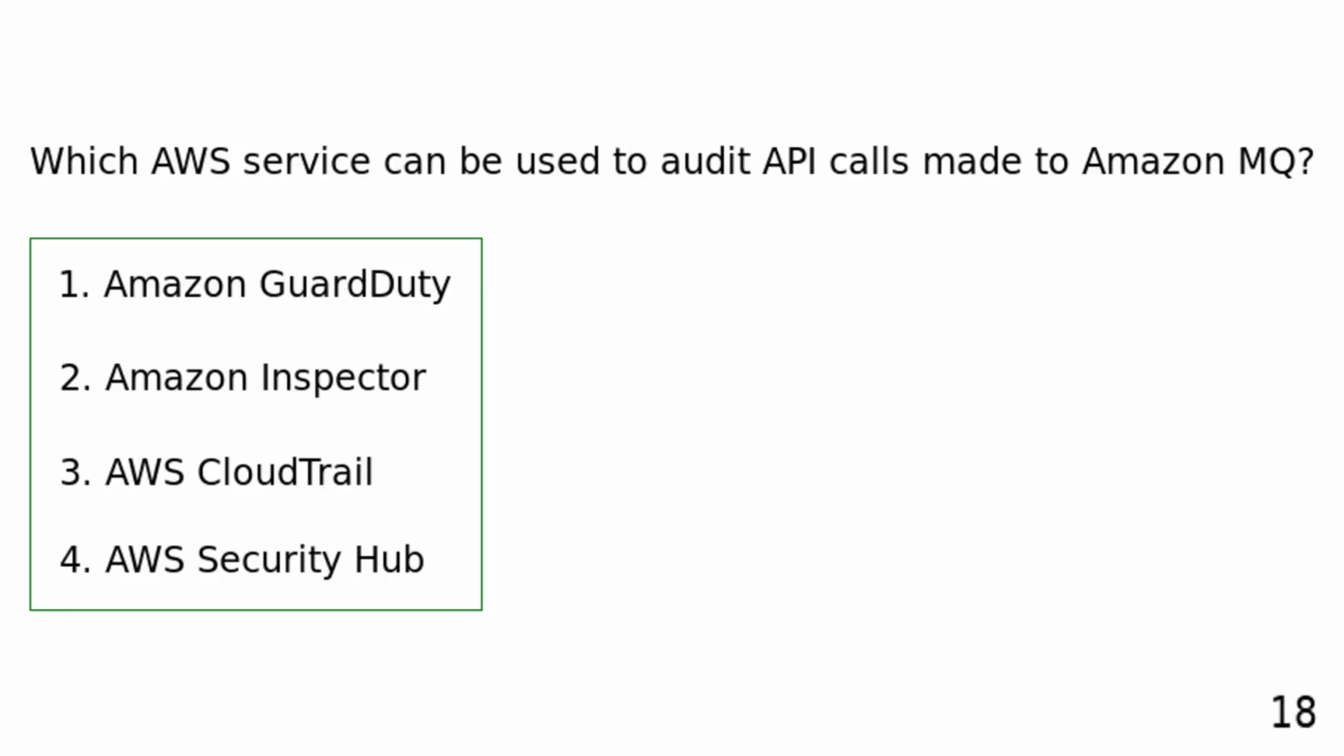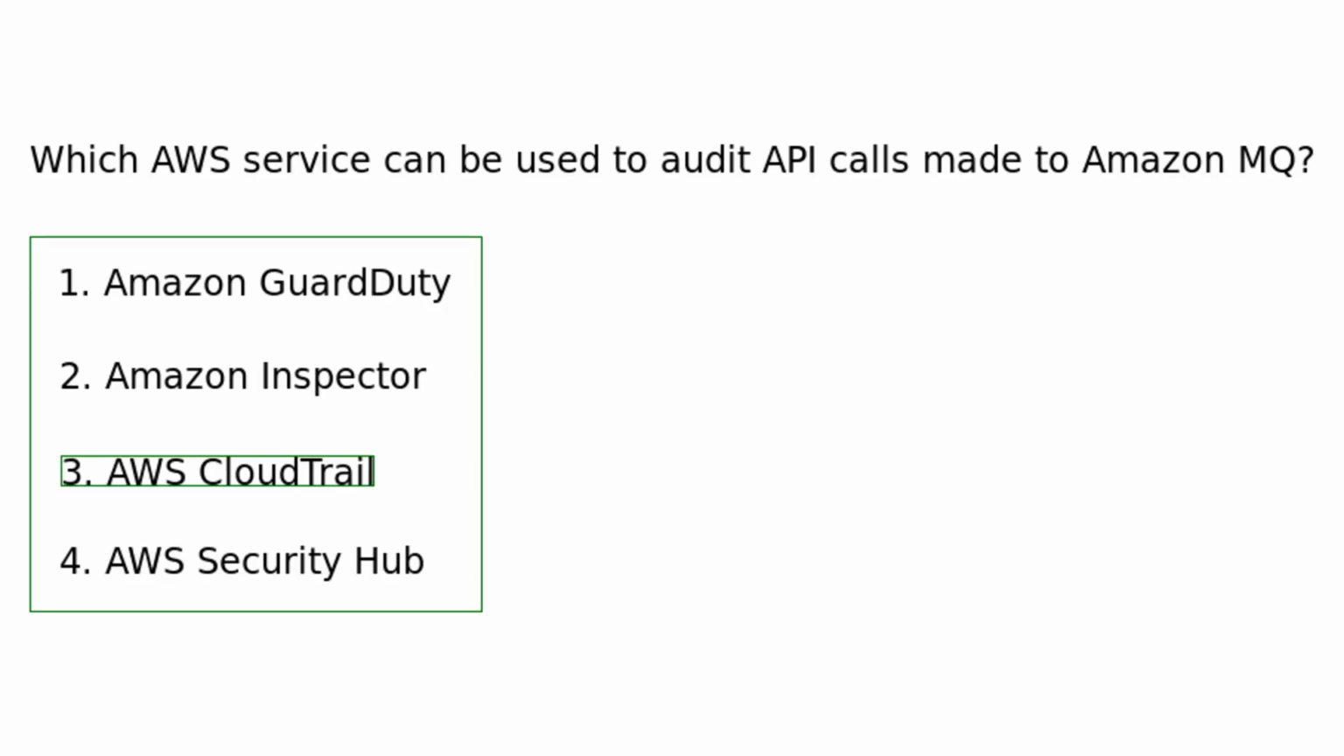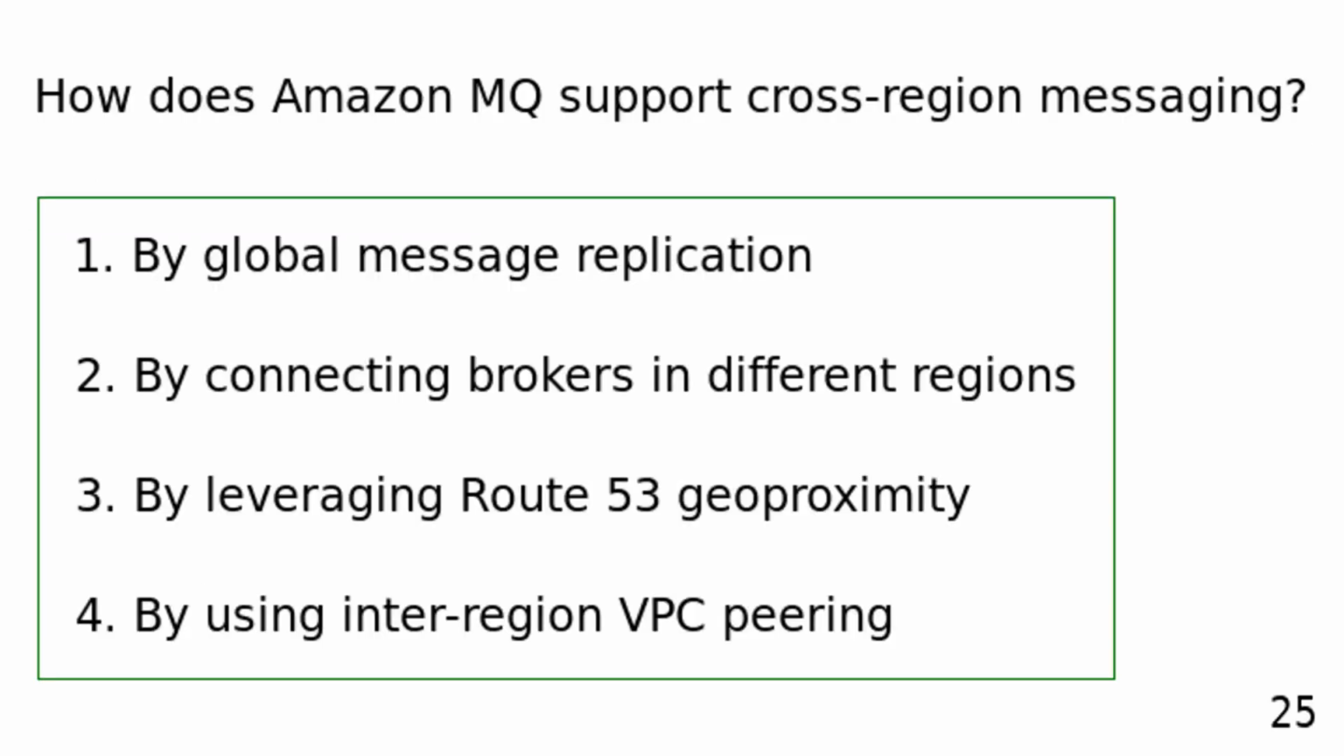Which AWS service can be used to audit API calls made to Amazon MQ? Amazon GuardDuty. Amazon Inspector. AWS CloudTrail. AWS Security Hub. AWS CloudTrail records API calls made to Amazon MQ, providing an audit trail for security analysis, resource change tracking, and compliance auditing.